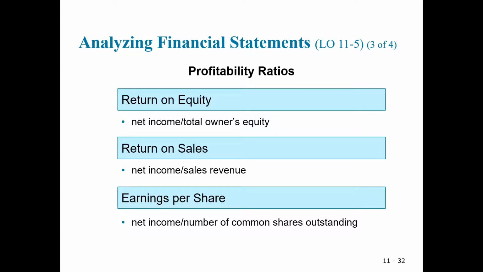3. Earnings per share. This ratio shows how large a dividend a company can pay its shareholders and indicates how much a company can reinvest in itself instead of paying dividends. It is computed by dividing net income by the number of shares of common stock that are outstanding.